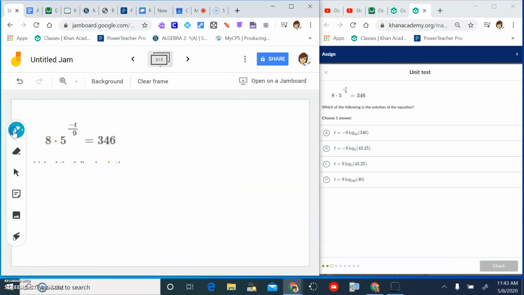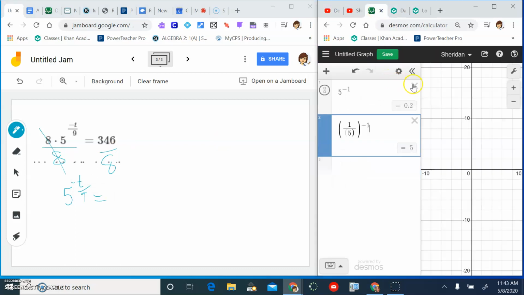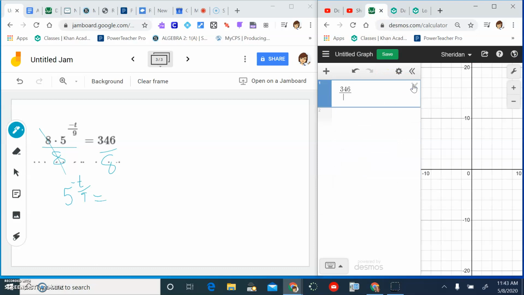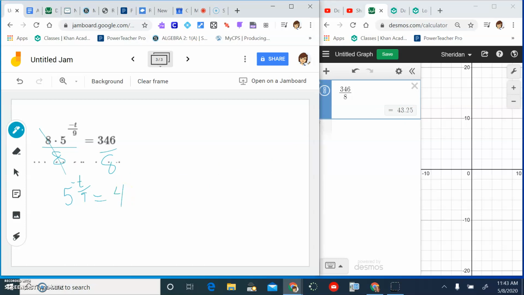Okay, so now we're going to solve this equation. We've got to figure out what's on the same side of t but farthest away, and that's that 8. So we're going to divide both sides by 8. And now we have 5 to the negative t over 9 equals whatever 346 divided by 8 is. Now that might be a cute little answer, but let's find out. 346 divided by 8. It's not as cute as I would like, but it is a rational number. So I can just write it as that decimal. It's fine. Everybody likes decimals better anyway.